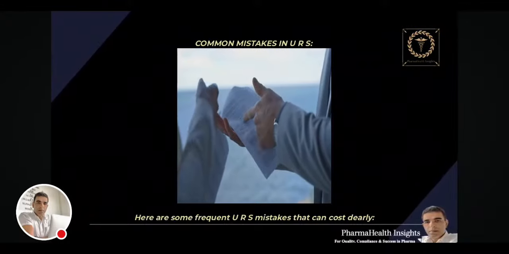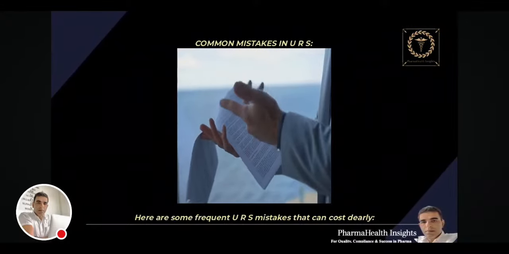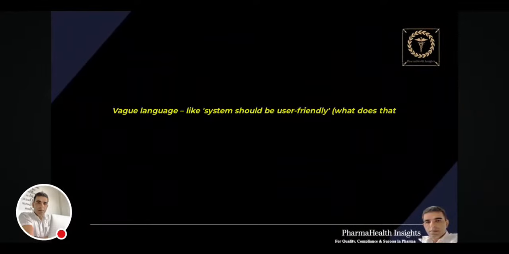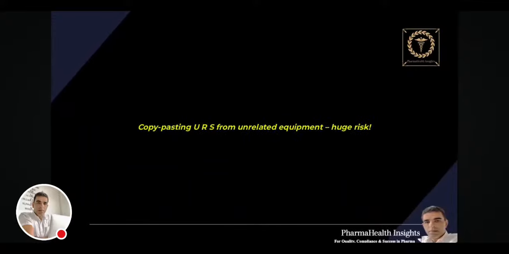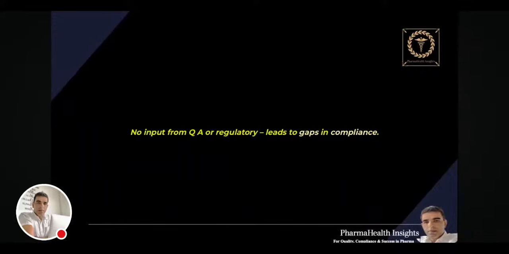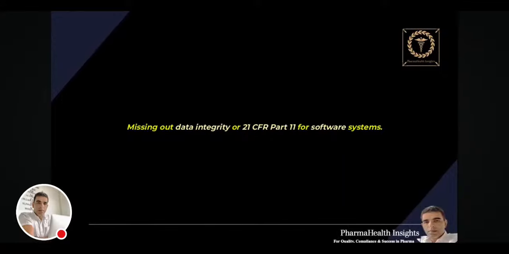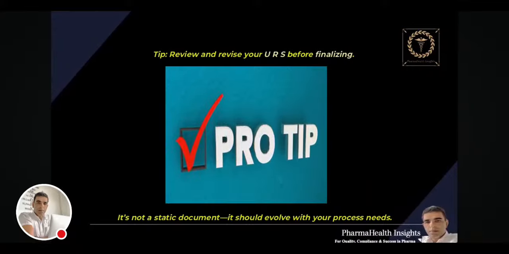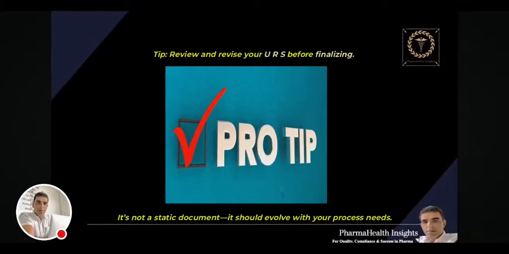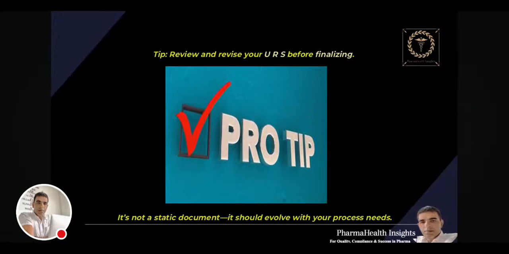Common mistakes in URS. Here are some frequent URS mistakes that can cost dearly. Vague language, like, system should be user-friendly. What does that even mean? Copy-pasting URS from unrelated equipment, huge risk. No input from QA or regulatory, leads to gaps in compliance. Missing out data integrity or 21 CFR Part 11 for software systems. Not updating URS after a change in process or use case. Tip, review and revise your URS before finalizing. It's not a static document, it should evolve with your process needs.